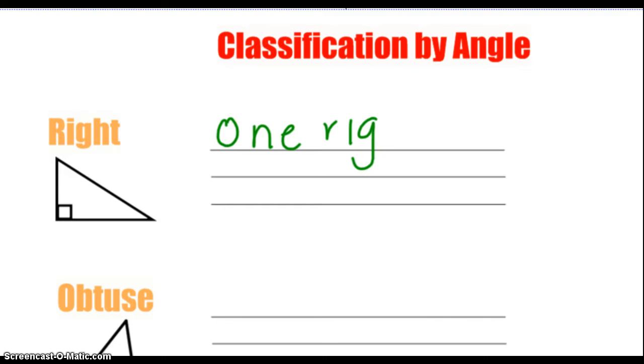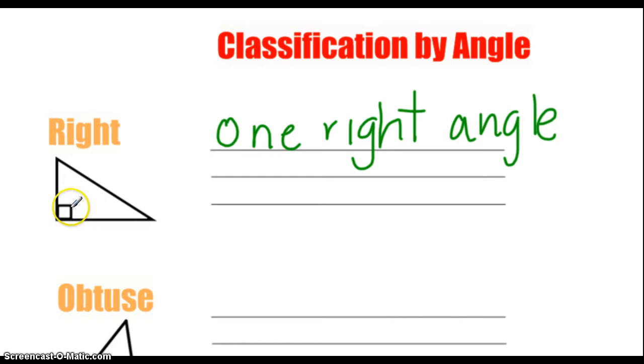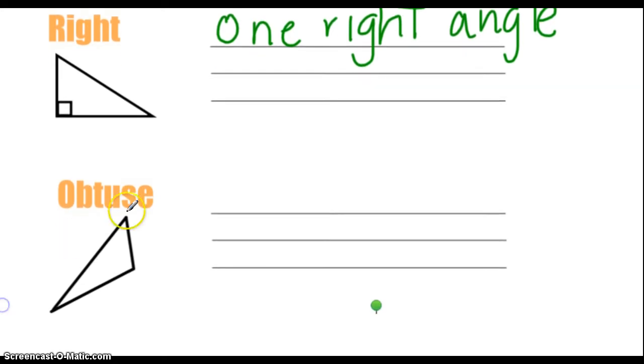If we know that a triangle has 180 degrees in it, could it have two right angles? No, because if this was a right angle and this was a right angle, that's already 180 degrees. And a triangle has to have three sides and three angles. So it can't be two right angles. Obtuse, it has to have one obtuse angle.